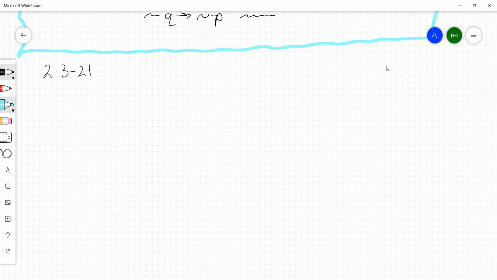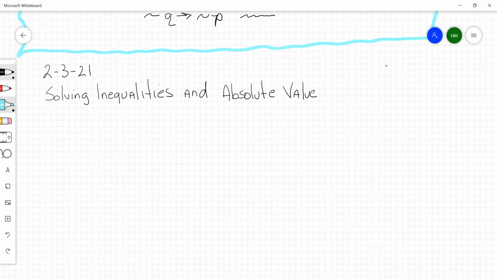Okay, today we're going to finish up with solving inequalities, and we're going to talk about absolute value equations.